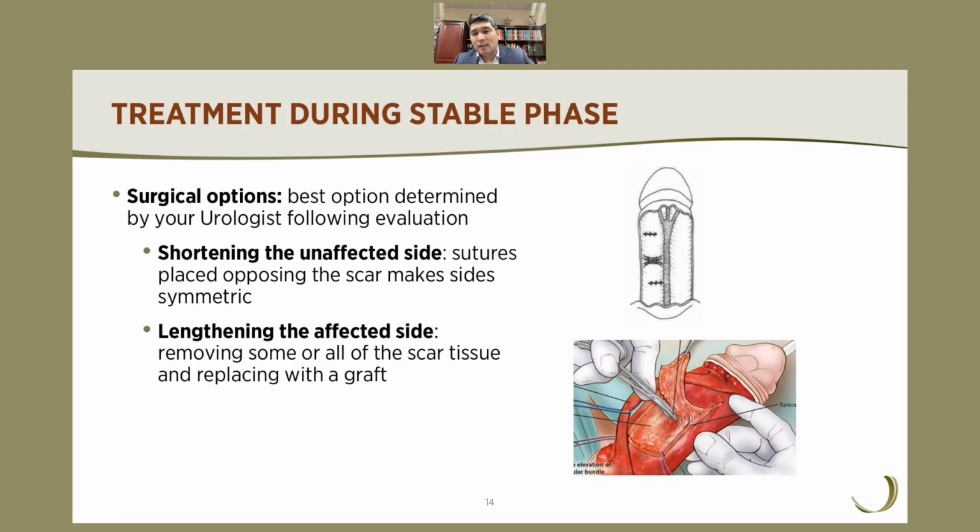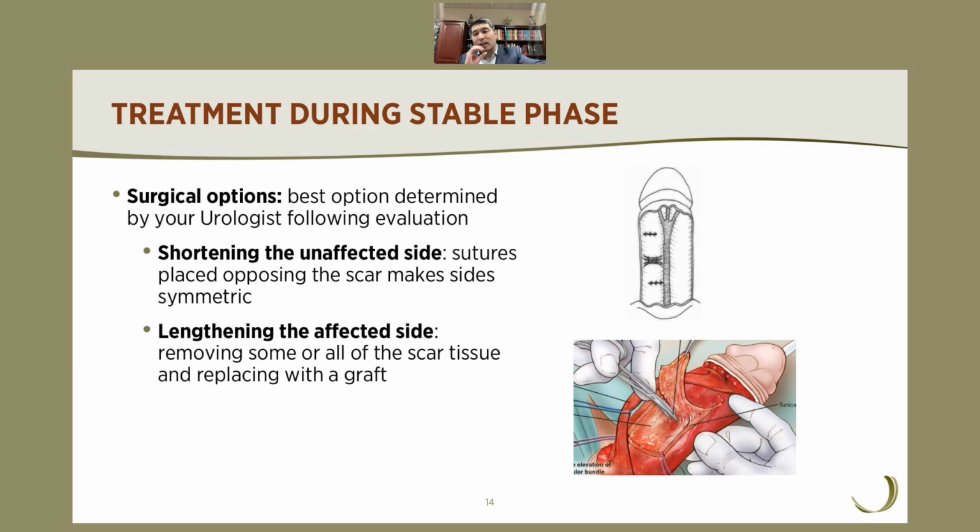So conceptually, if you have a curve to one side, you can either shorten that longer side to reduce that curve, or you could try to cut that scar tissue out and lengthen that shorter side. Going back to the analogy of that balloon, if you have a piece of tape on one side of the balloon causing that curvature, essentially we could put sutures on the opposing side of that scar tissue on the penis. So essentially putting on a piece of tape on the opposing side of that balloon.